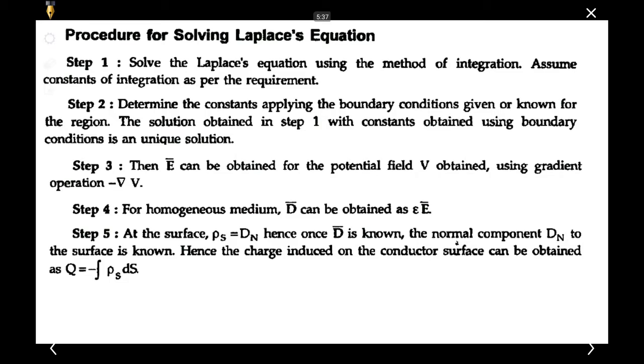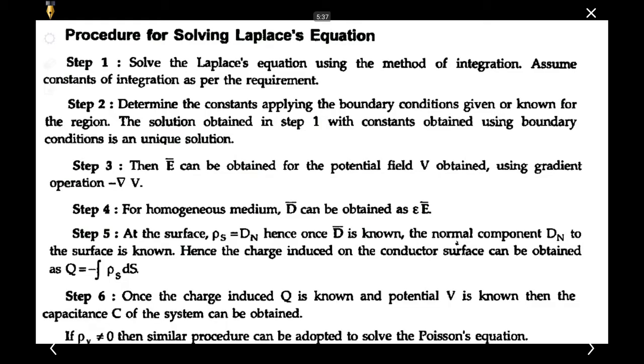Fifth, we have to find the value of Q. We can find the Q value from rho S is equal to modulus of D N. Volume is 0; I will come to see about that later. So rho S is equal to D N, then Q is equal to the integral of rho S into dS. By that formula we can find the charge.